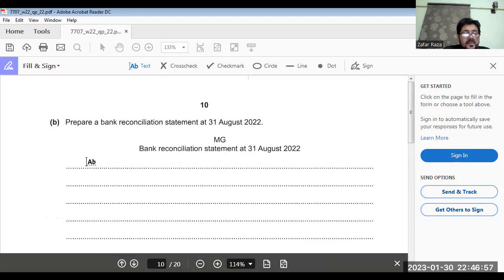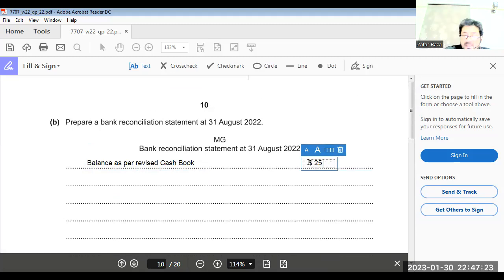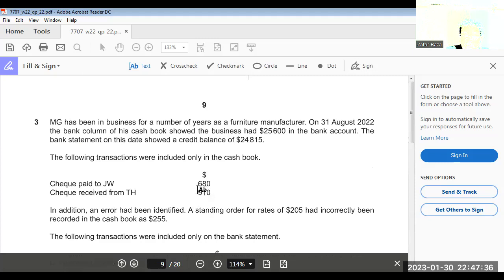Now, bank reconciliation. So what we have to write here is the balance as per revised cash book. How much? That is $25,045. Now, what we have to do is go for those items which are recorded in the cash book but not recorded in the bank book. The 680 check paid to JW is an outstanding check. The check received from TH, 910, is an uncredited check.